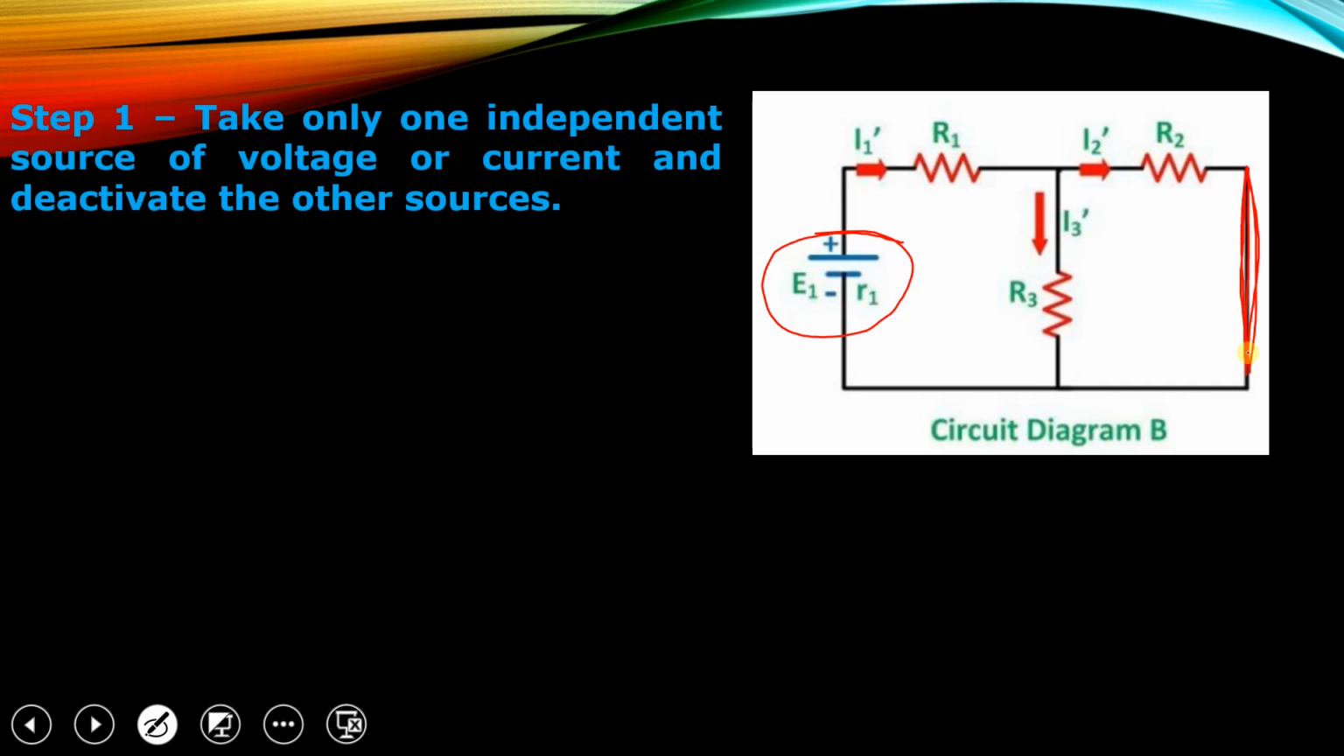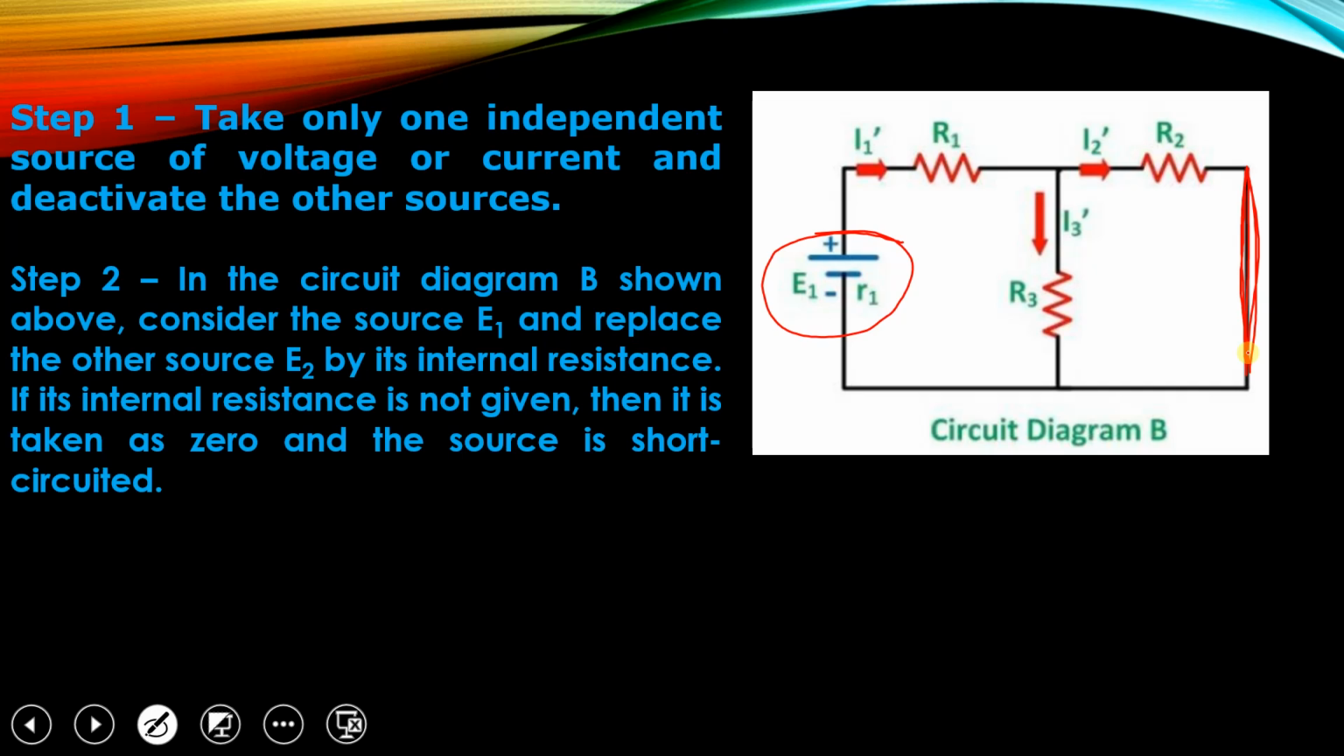E2 is short circuited. So step 1 is to take only one independent source of voltage or current and deactivate the other source. Step 2, in the circuit diagram shown in the figure, consider the source E1 and replace the other source E2 by its internal resistance. If the internal resistance is not given, then it is taken as 0 and the source is short circuited. As given in the circuit, we do not have the internal resistance, so we consider 0 internal resistance and make it a short circuit.